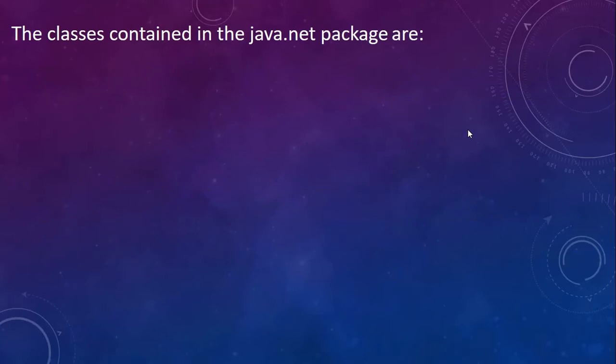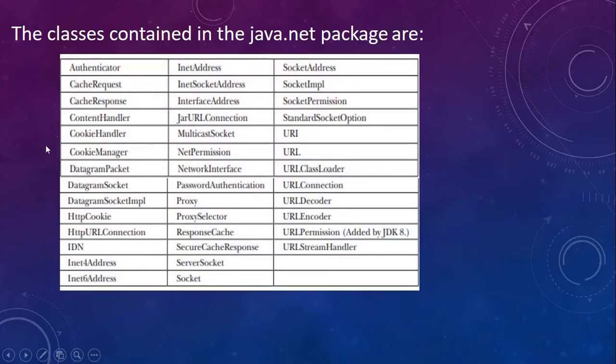Now let us see what are the different classes that are contained in the java.net package. So these are the classes which are there in the java.net package. Of course, we are not going to use all the classes. Authenticator, CacheRequest, CacheResponse, ContentHandler, CookieManager. Now we are going to use DatagramPacket and DatagramSocket. These two are going to be used for client server interaction while using UDP. So in UDP, the socket on the client is called DatagramSocket, and the other one is called DatagramPacket.